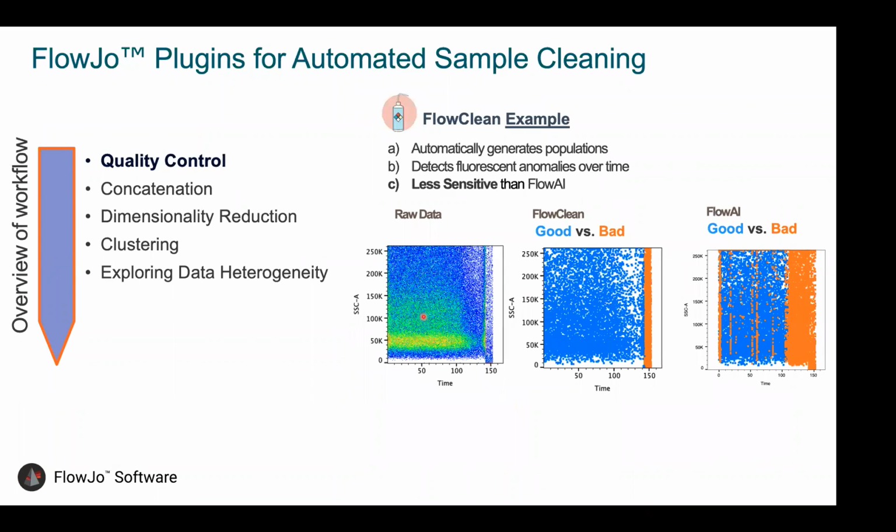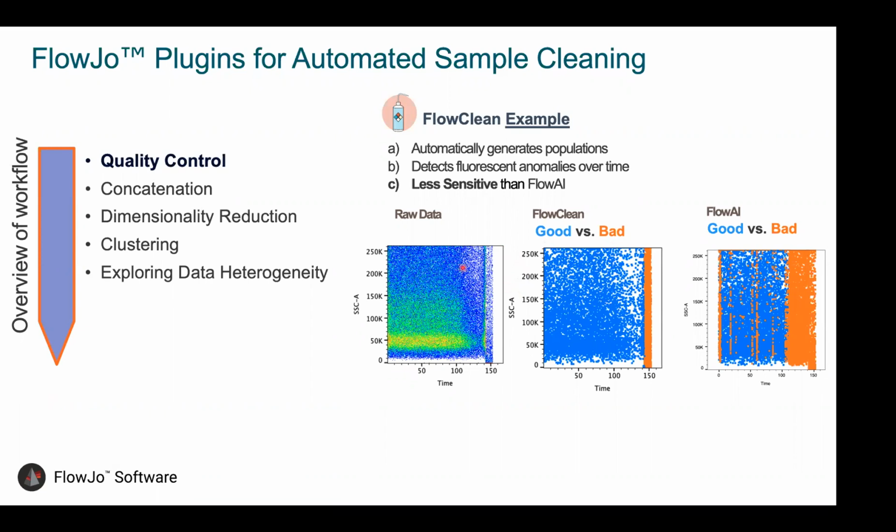On the other hand, you can also use Flowclean. This is the second most frequent plugin for automated sample cleaning. Both Flowclean and FlowAI are tools that will remove cells affected by clogs or air bubbles, and both will generate those 2 populations that we said, good events and bad events. You can also tune those algorithms to be more or less aggressive as well.